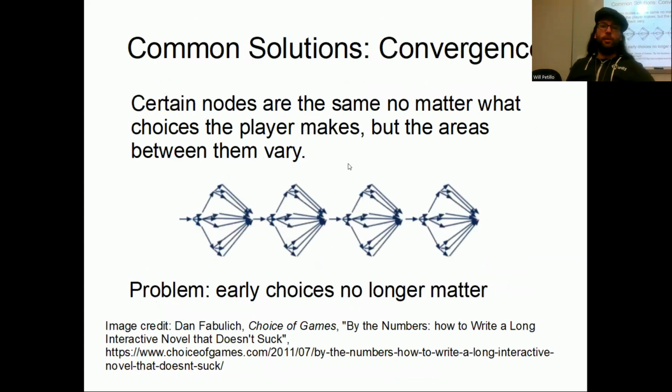The other common solution is convergence, where certain nodes are the same no matter what the player does, but the areas between them vary. So in this diagram here, you have a choice, and it starts to branch out, starting to explode a little bit, but then they all converge on the same thing, and then it branches out again. So the total number of nodes never really gets too big, despite having lots of choices.